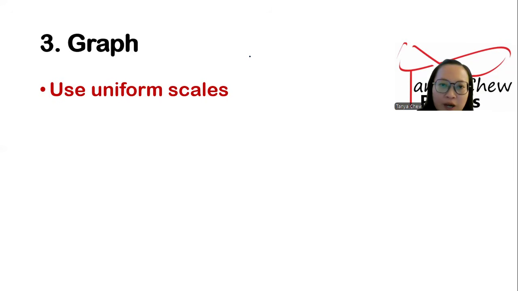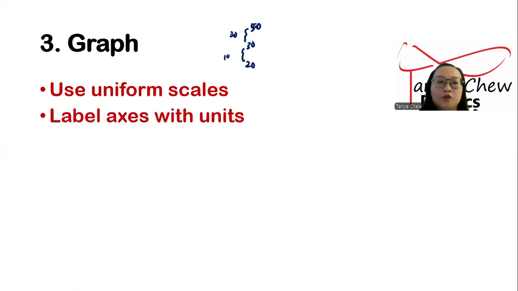So don't just put, okay, I start from 20, and then this one becomes 30, suddenly this is 40. Could you see the gap between the scale? So this is 10 cm gap, or maybe 10 number. Or maybe this is 50, this is 20. So that is not a uniform scale. You have to make sure that the difference between all the scales are uniform. And then you have to label both axes, your y-axis and x-axis, together with their appropriate units. 1 mark will be given to labeling the axis.